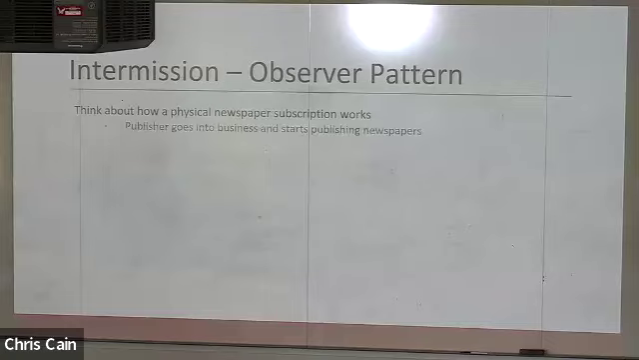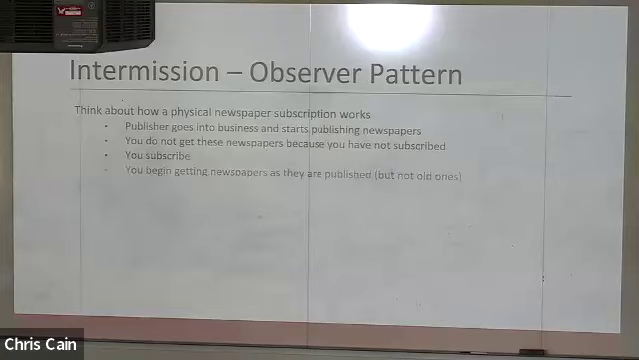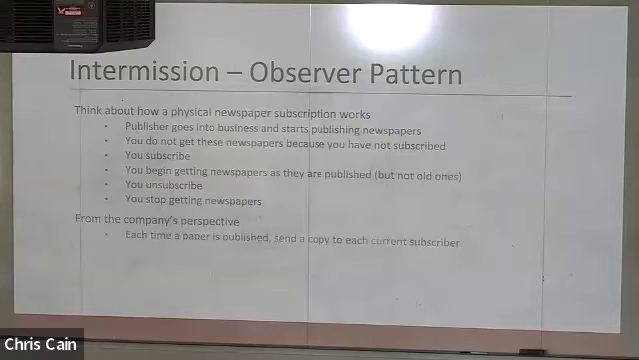So the publisher goes into business, starts publishing newspapers. You do not get these newspapers because you have not subscribed. You subscribe. You begin getting newspapers as they are published, but not the ones that were published before you started subscribing. Then you unsubscribe, and now you stop getting the newspapers. That's from your perspective as a subscriber. From the company's perspective, each time we publish a paper, we're going to look at the entire subscriber list and send a copy of the newspaper to every subscriber in our subscriber list.